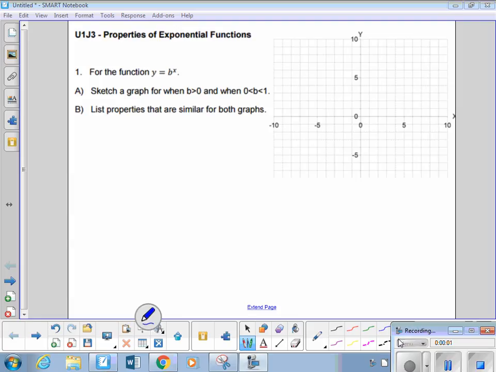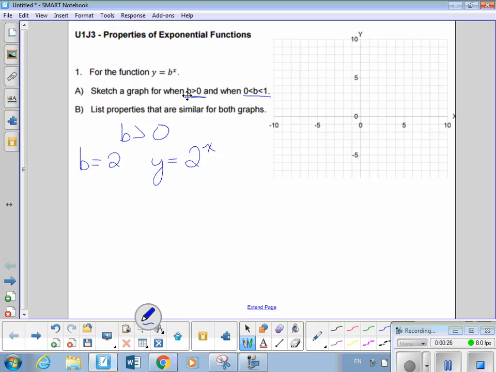Okay, so when we're looking at this first one, some of you are a little confused between when b is greater than 0 and when it is between 0 and 1. Not too much of an issue when b is greater than 0. So let's choose a value where b is greater than 0. Let's just choose b equals 2. That means our equation will be y equals 2 to the power of x.